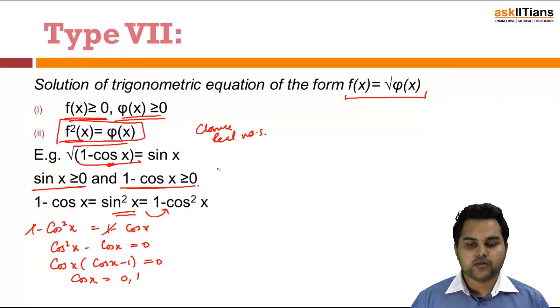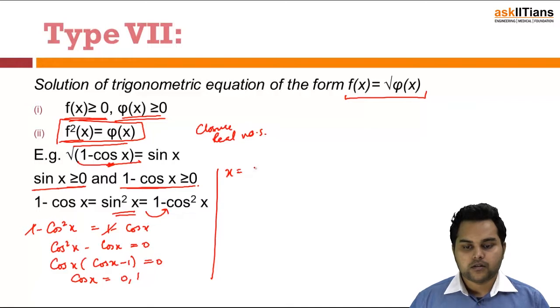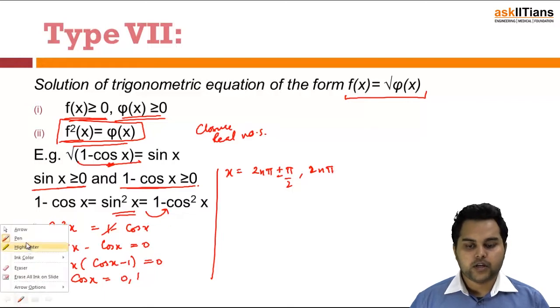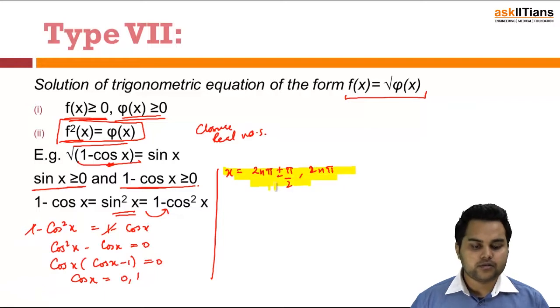So the two solutions that would satisfy this equation would be either 2n pi plus minus pi by 2 or 2n pi. So for these two values, the equation is valid, and these will be the solutions.